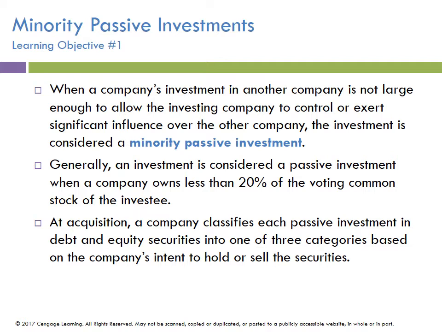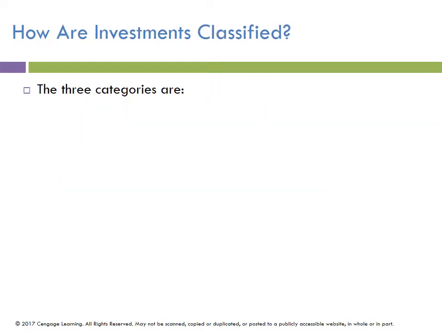But from an equity security standpoint, if you own less than 20%, you'll categorize these into one of three categories based on the company's intent to hold or sell the security. So this is our first area of investments, which, by the way, has changed and your book doesn't account for it, and we'll talk about that. But we're going to talk about it the way the book does.